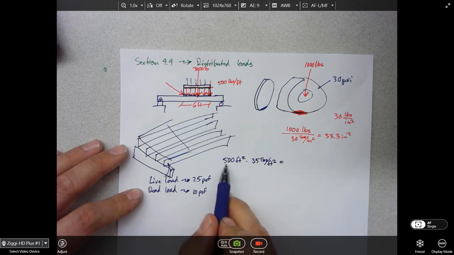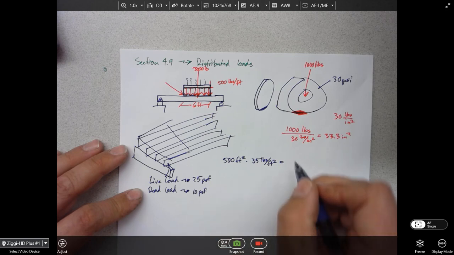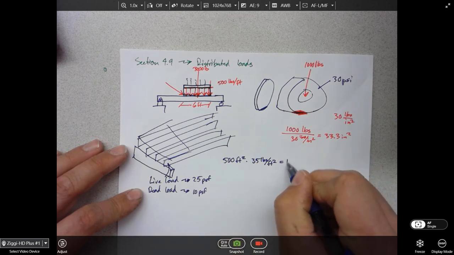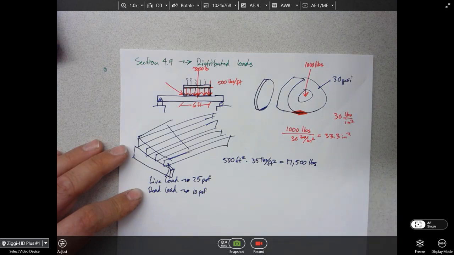So it looks like I'm going to have 500 times 35. Oh, geez. 500 times 30 is 15,000. Times another 5 would be 2,500. So 17,500 pounds, right? That's how much we need to design the beam to carry, right?